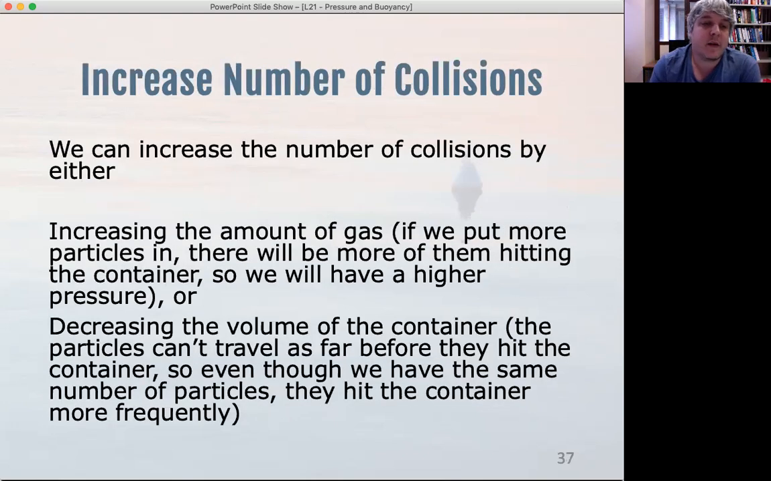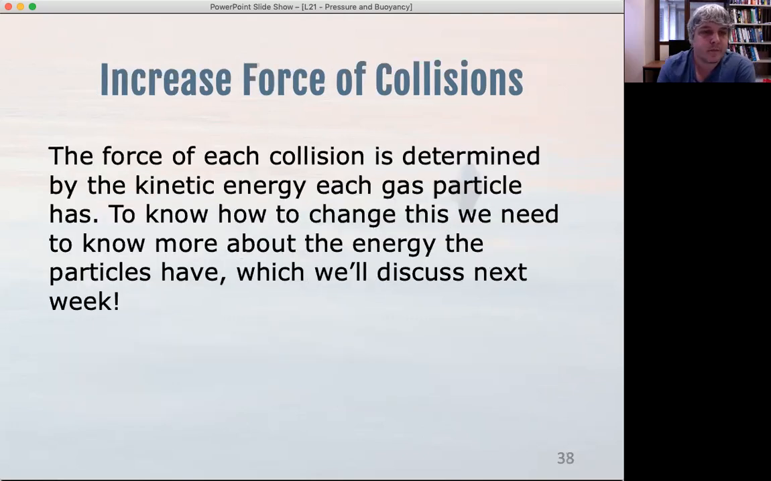So if we increase the number of collisions, well, we could just put more gas into our container. If you've got a canister and there are so many collisions happening every second, and you put twice as much gas in, now there's going to be twice as many collisions, so we'll have a higher pressure. We could also decrease the volume of the container. Now the particles can't travel as far before they hit the container, so they're going to be hitting it more frequently. Either of those will work for increasing the number of collisions, which is increasing the pressure.